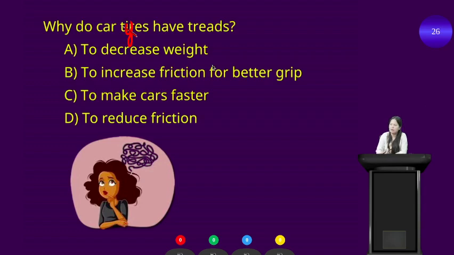Why do car tires have treads? Option A is to decrease weight. Option B is to increase friction for better grip. Option C is to make cars faster. Option D is to reduce friction.